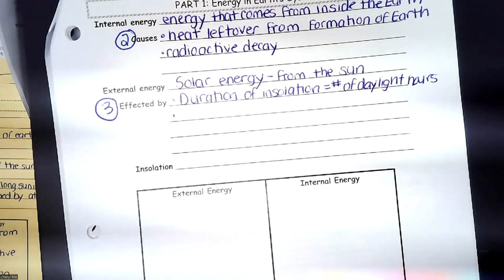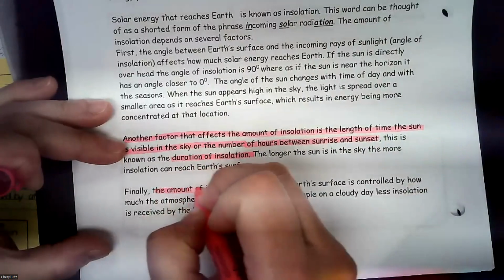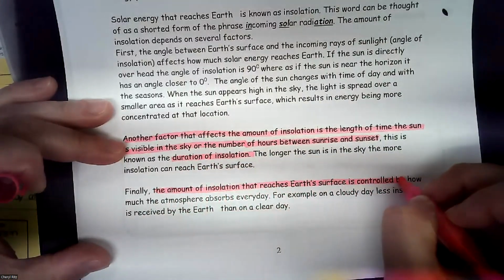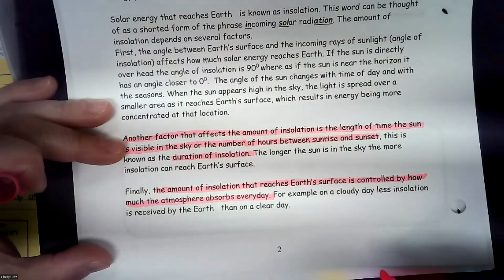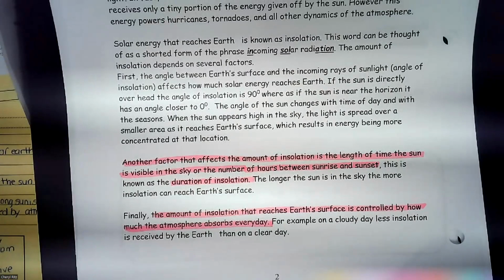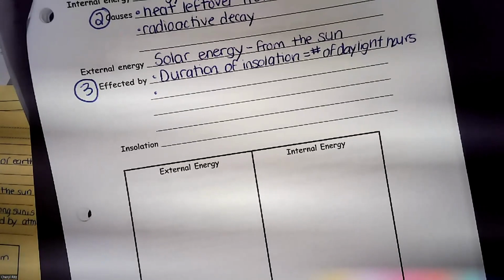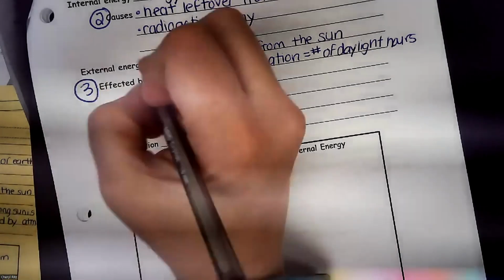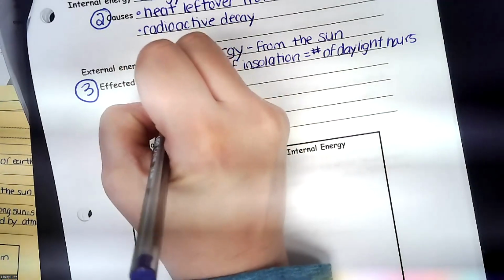Yep, so in the reading, that's down here. It says the amount of insolation that reaches Earth's surface is controlled by how much the atmosphere absorbs every day. For example, on a cloudy day, less insolation is received by Earth than on a clear day. So how can we sum that up in a line or two? I say the amount of solar energy absorbed by the, actually, let's call it atmosphere transparency.